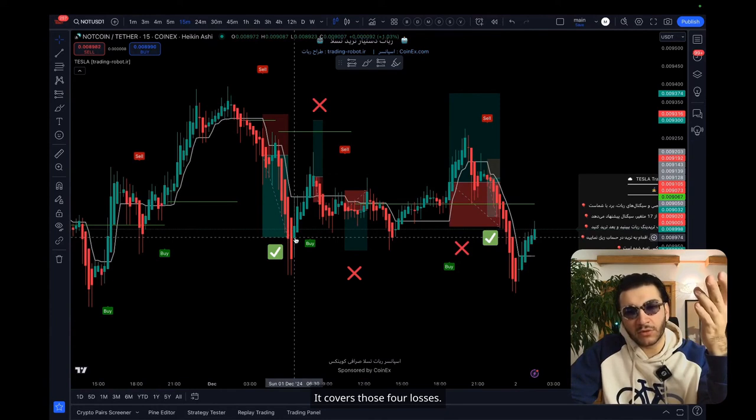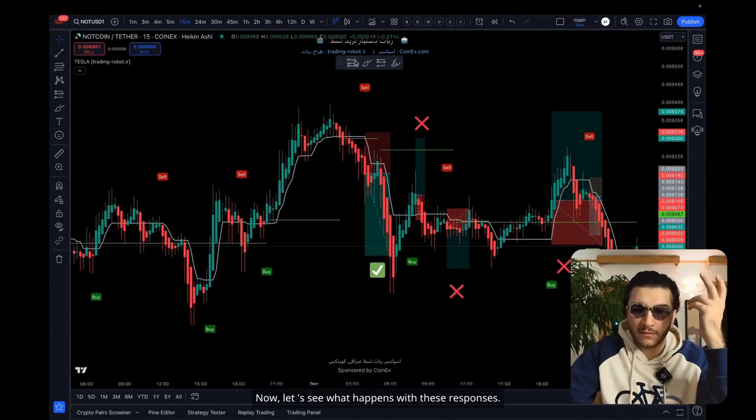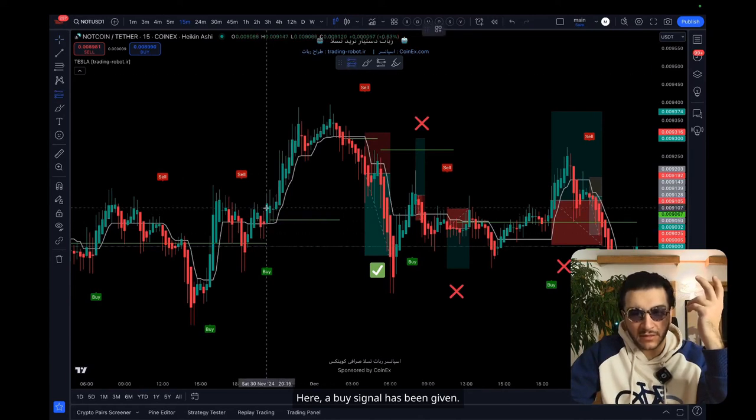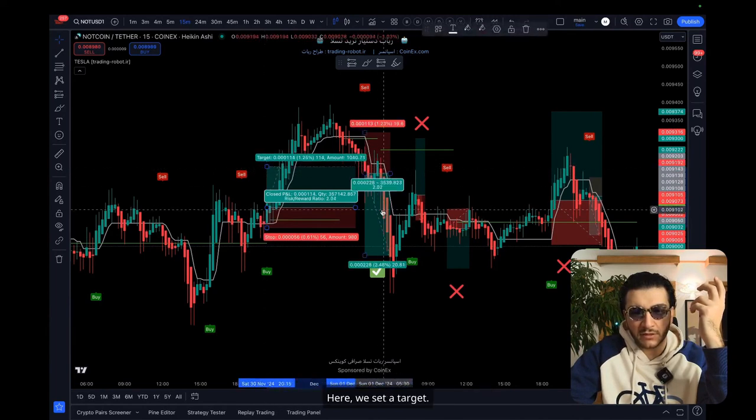It covers those 4 losses. Now let's see what happens with these responses. Here, a buy signal has been given. You enter, and the stop loss is at the white line, making the risk to reward 2. This is the same method we used here. Here we set a target.